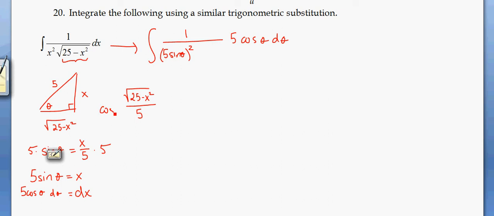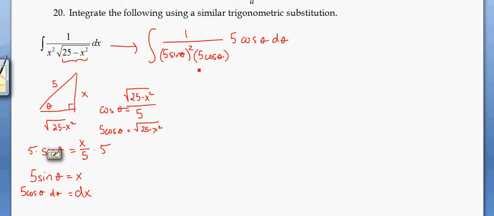That's cosine. So if cosine, sorry for being squished, cosine is the square root of 25 minus x squared over 5, then it must be that 5 times cosine of theta is equal to the square root of 25 minus x squared. So instead of writing square root of 25 minus x squared, I'm just going to write 5 cosine theta.